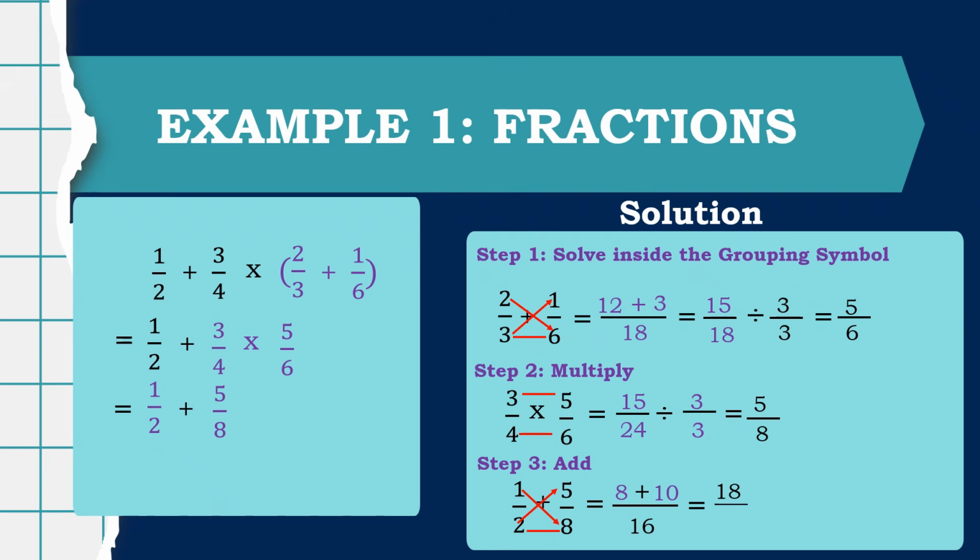Is there any common factor between 18 and 16? You're right. Yes, 18 and 16 are both divisible by 2. So 18 divided by 2 is equal to 9. And 16 divided by 2 is equal to 8. Look at our answer, 9/8.